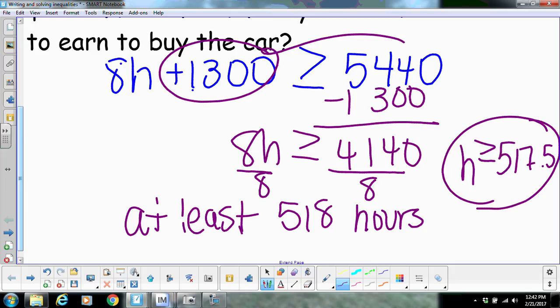Which part? Greater than or equal to? No, the equal to means she could have worked exactly 517.5. Yeah, that's what that means. That means it doesn't just have to be greater than, it could also be exactly that. Okay. All right, let's look at the next one.